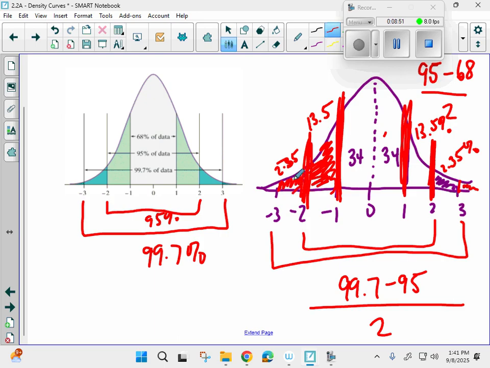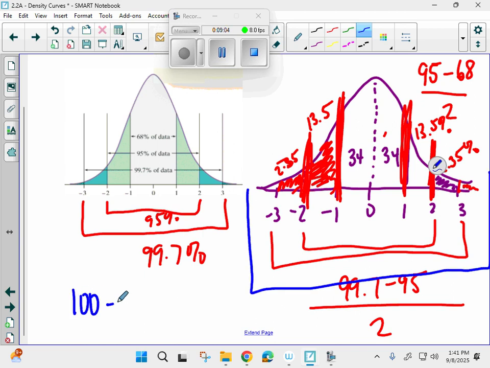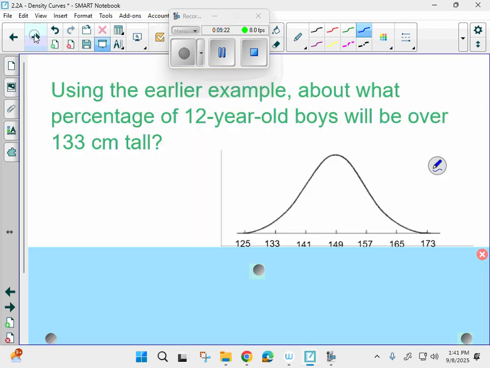And then we need the teeny tiny little tails, which means you're either really, really small or you're really, really tall if you're in those areas, if we're talking about height, okay? The whole entire curve is what percent? 100 minus the 99.7 divided by 2, and this would give me 0.15%. Okay, 0.15%. Then they would add all the way up to 100. Okay, now that we know those, we can answer some questions.